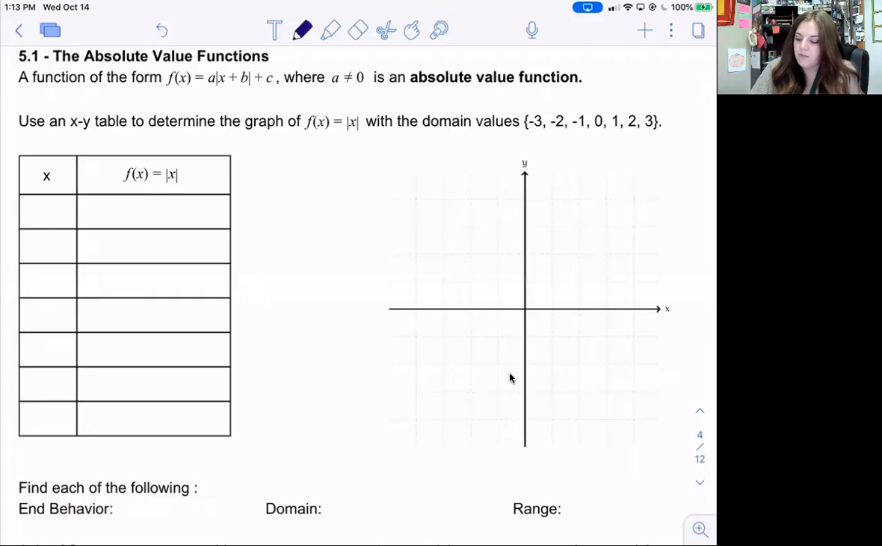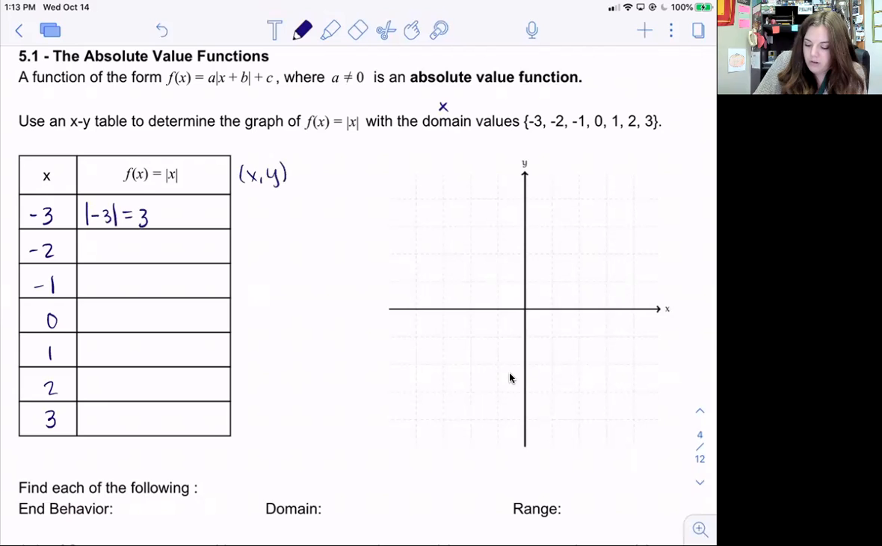So we have our domain values, -3 through +3. And remember, domain values represent our x's. I'm going to go ahead and fill these into our table. And now we want to find our y values. If we plug in -3, the absolute value of -3 is +3. So if we wanted to write out our ordered pairs, we would have -3, 3.